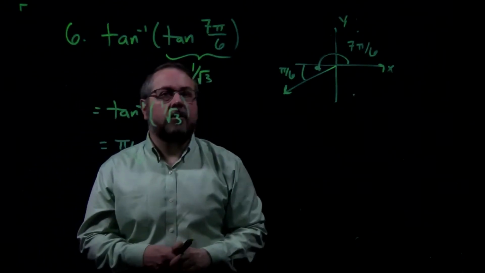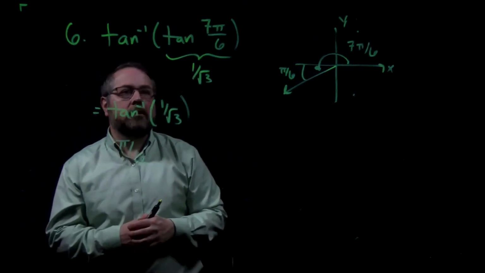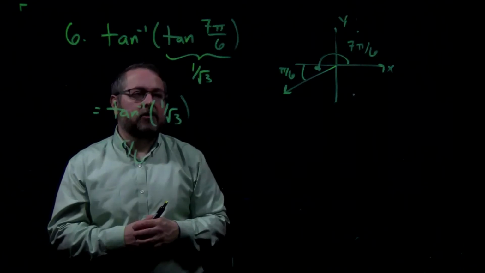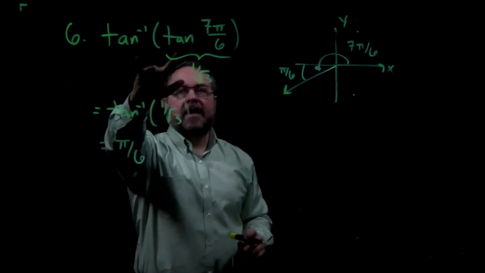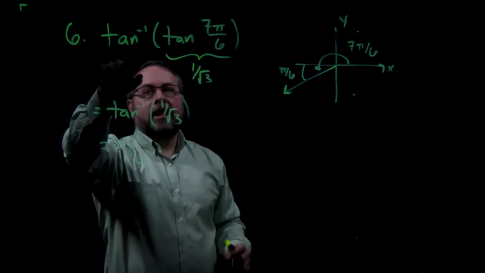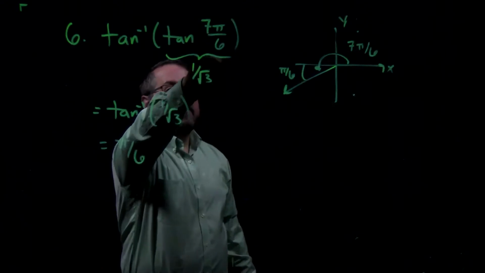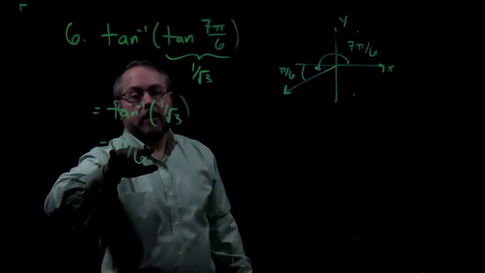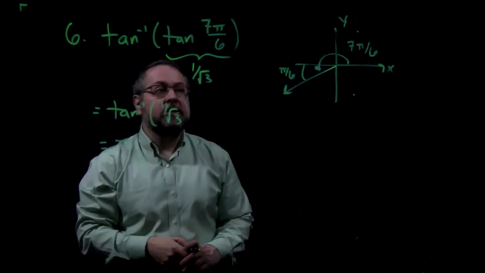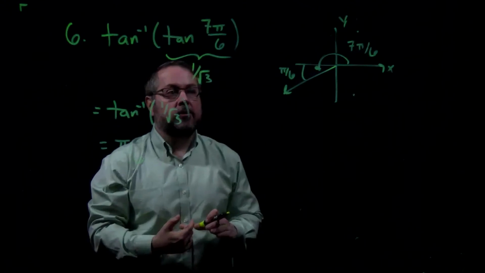7 pi over 6 is a third quadrant angle, so the inverse tangent is never going to produce 7 pi over 6 as an answer. In this case, we don't have this cancellation. We don't just cancel the inverse tangent with the tangent, and that's because 7 pi over 6, again, is a third quadrant angle, but for the output of an inverse tangent, we expect to see an angle between negative pi over 2 and positive pi over 2.